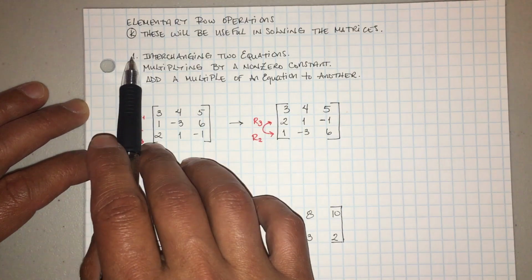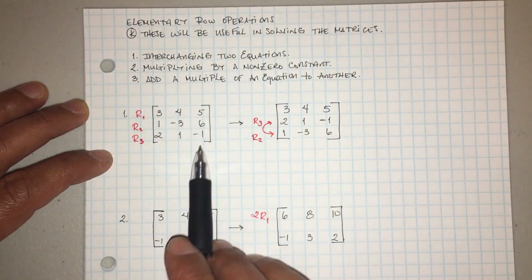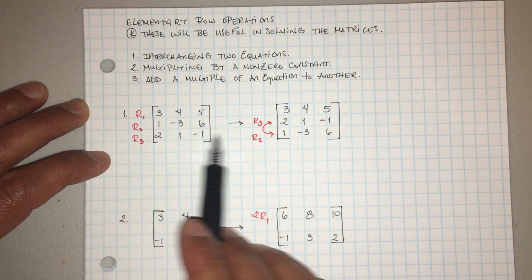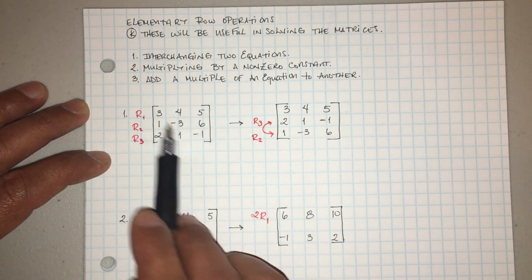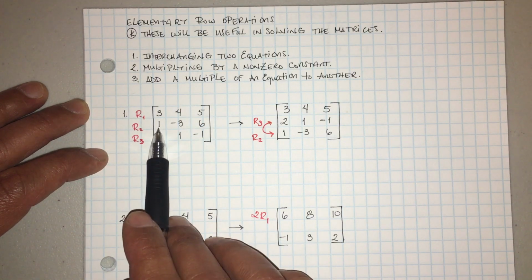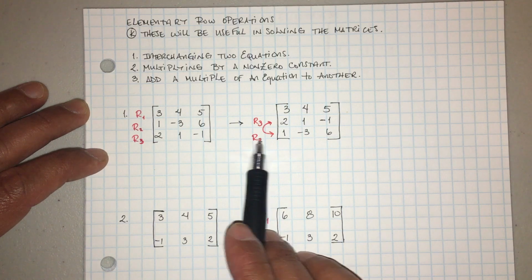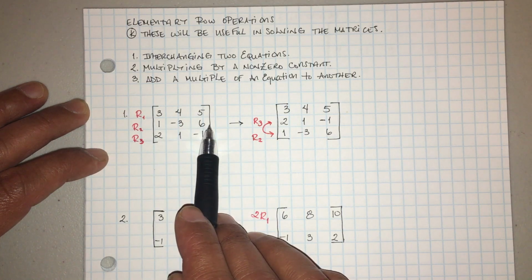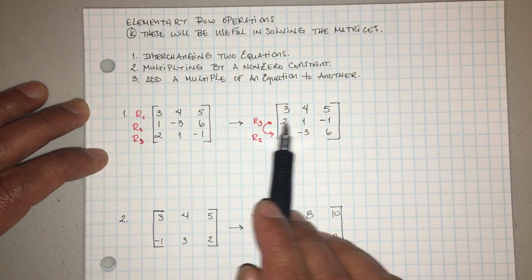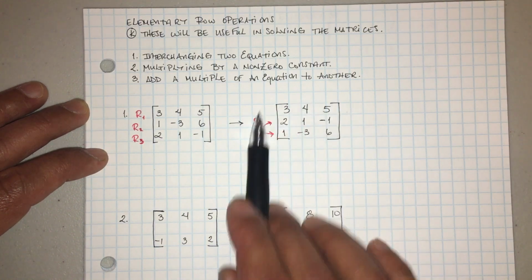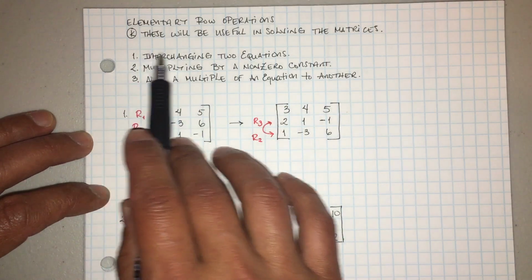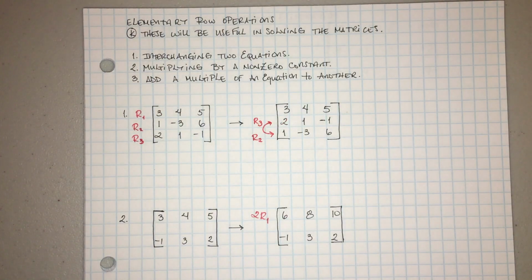One of the things we can do is interchange two equations, so kind of flipping them. For this one, this is the original matrix: row 1, row 2, row 3. What I did with these two was swap them. So this one, 1, negative 3, 6, goes to the bottom, and 2, 1, negative 1 goes to the second row. I say interchanging, or sometimes your professors might say swapping. It means the same thing.